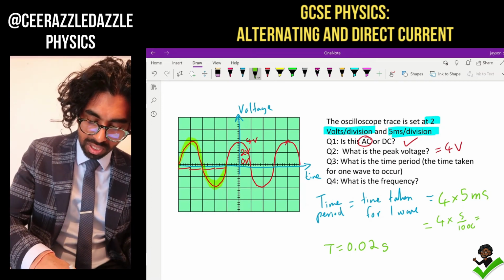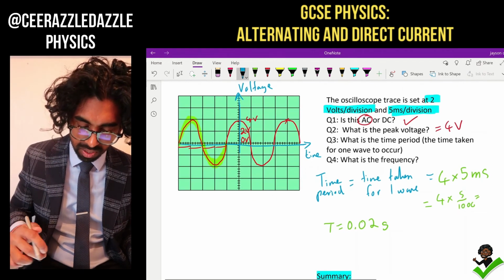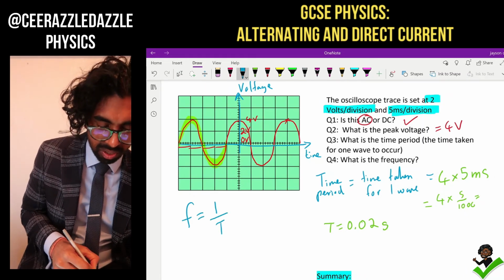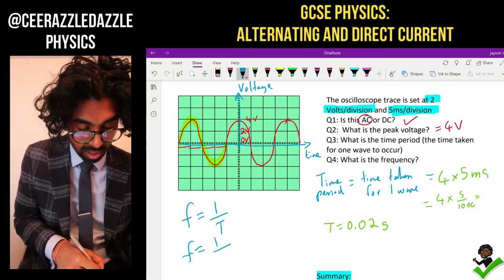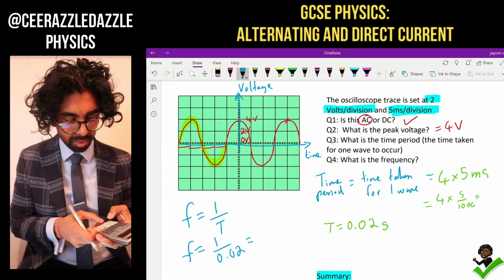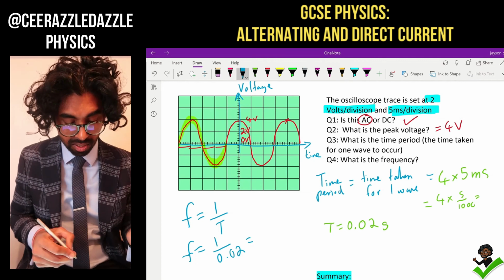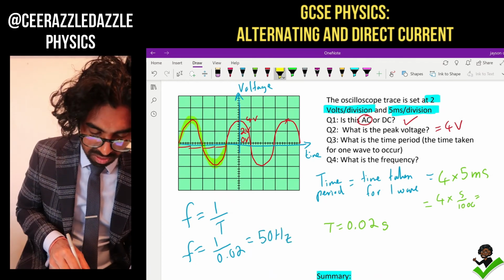What about the frequency then? We've got the time period. We also know that the frequency is equal to 1 divided by the time period. So frequency will be given by 1 divided by 0.02. So 1 divided by 0.02, I'm getting 50 Hertz. And that's that answer over there.